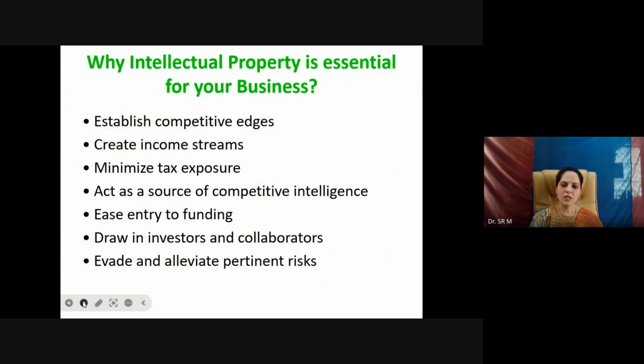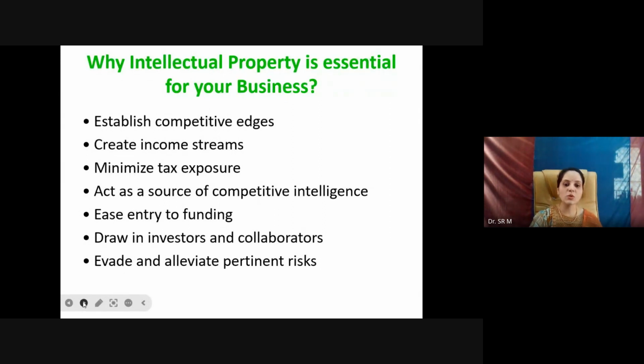Okay. So why, after looking into so many types of IPRs, is intellectual property essential for your business? There are several reasons. Establish competitive edges. Intellectual property such as trademarks or unique product designs distinguishes your business from your competitors. It safeguards your brand identity, right? Through that, it is making it recognizable and memorable to your customers, isn't it?